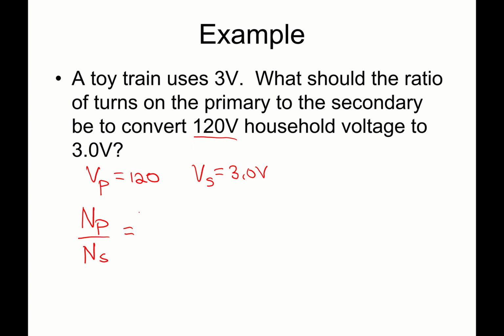So we know for voltages, the ratios are the same way up. So NP over NS is VP over VS. And that's simple. I just put in my numbers, 120 over 3, which is 40. Okay, so the ratio of the number of turns on the primary to the secondary is 40. So there's 40 times more turns on the primary side than the secondary side.